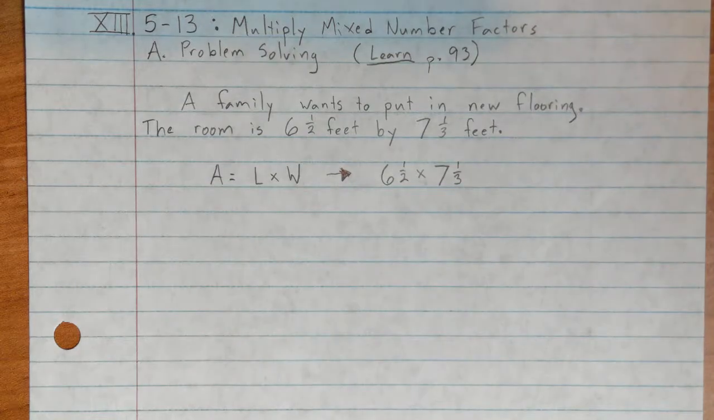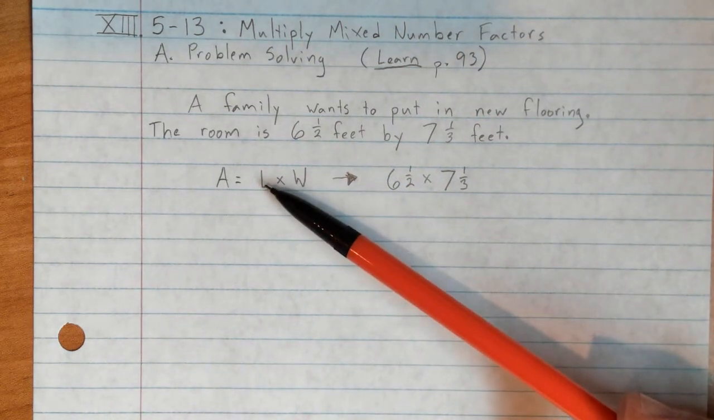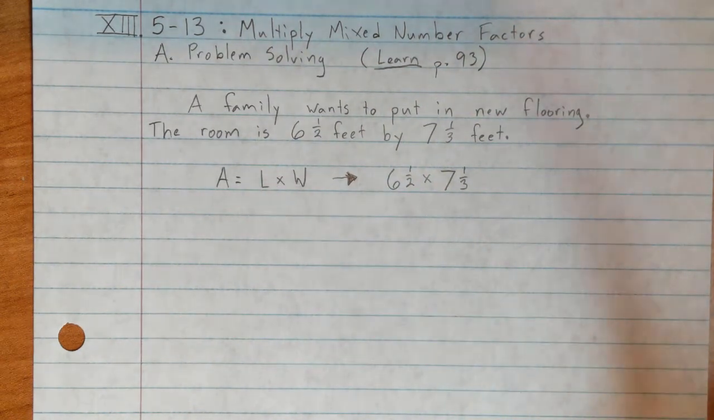Now, I've had a number of students ask, can we do it the other way? Mr. Landre, you keep saying length is longer. Shouldn't 7 1/3 go first? The commutative property of multiplication tells us it really doesn't matter. Since we're multiplying them together, the order is not super important.